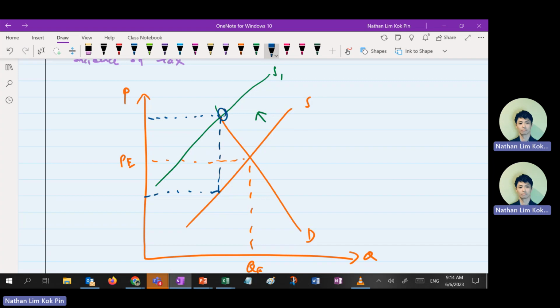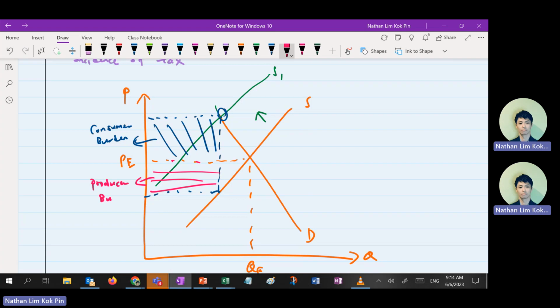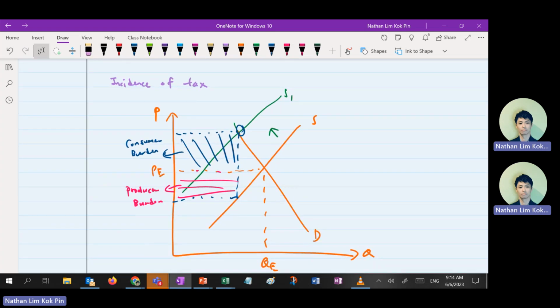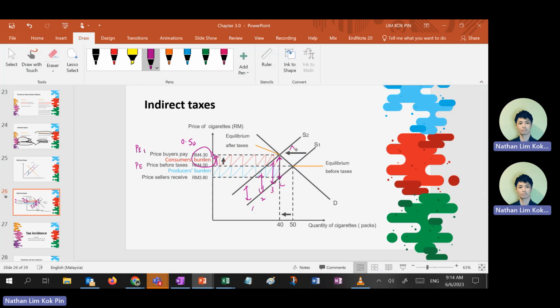This angle here, this angle here that always touches the demand curve is known as the consumer burden. Consumer burden. So shade it and name this as consumer burden. Yes, the edge that touches the old supply curve is known as the producer burden. Producer burden. All right, this is the incidence of tax. Please draw this incidence of tax. I will let you look at my PowerPoint, which is easier for you to see.